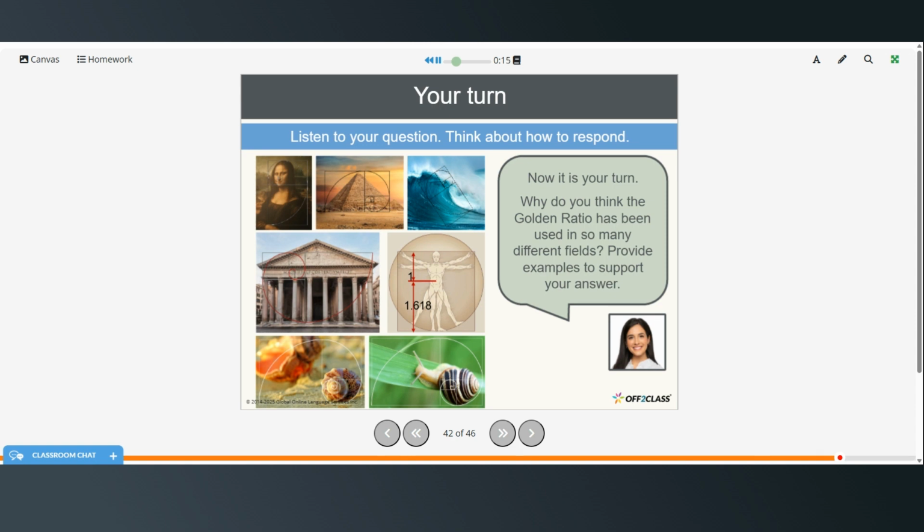Leela talked about where else the golden ratio might be helpful, besides art or architecture. Now it's your turn. In a moment, the teacher will ask you how the golden ratio might be used in creating art. Think about it.